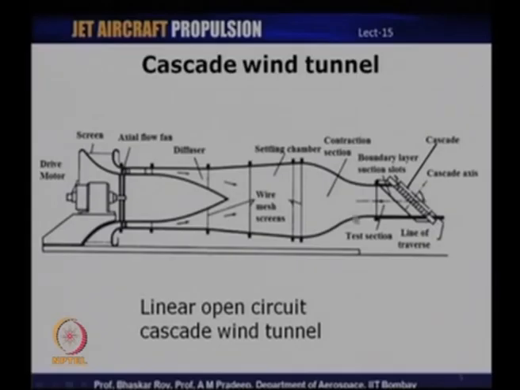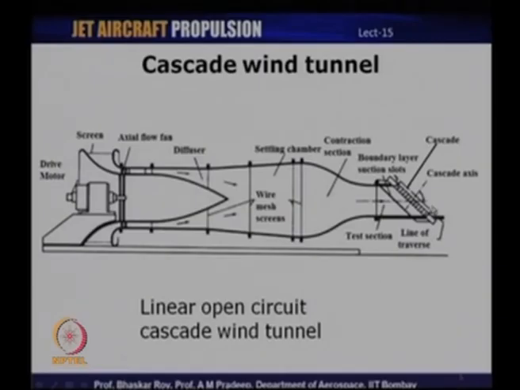So, that is carried out using boundary layer suction slots, and that is basically meant for removing the boundary layer. Then at the exit of the cascade, at the trailing edge, there is a provision made wherein you can move a probe, that is, you can traverse a probe at the exit. That is known as the line of traverse.